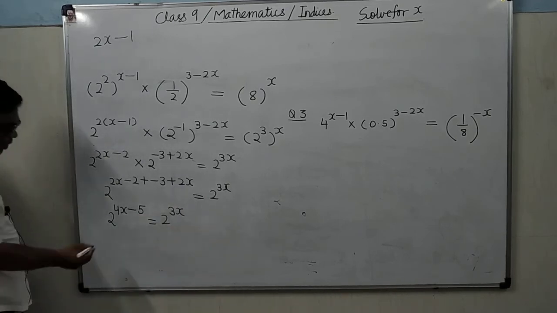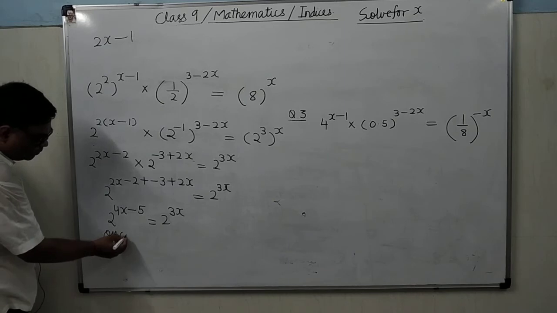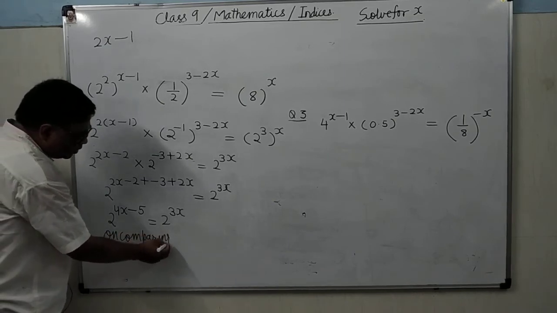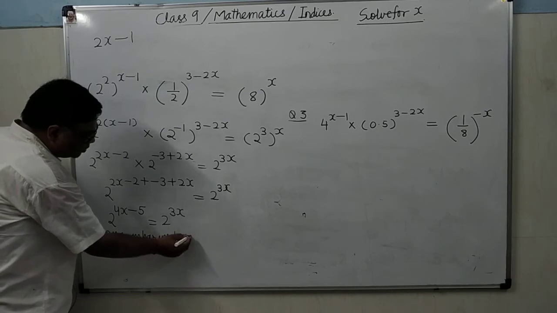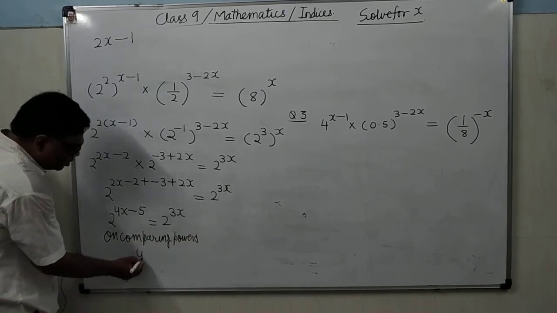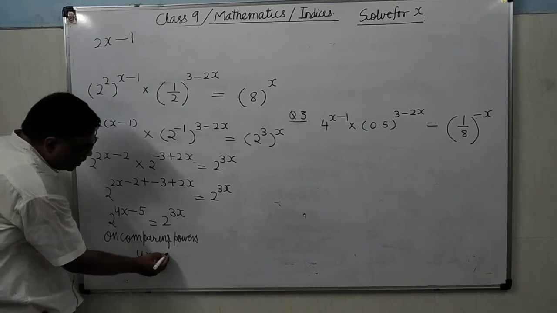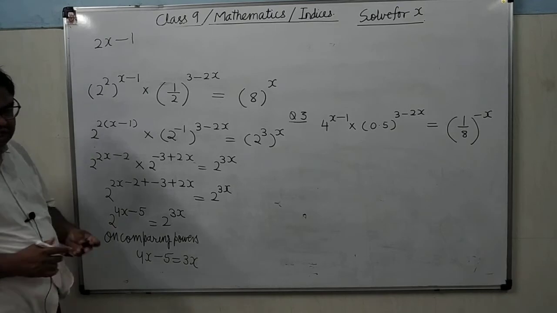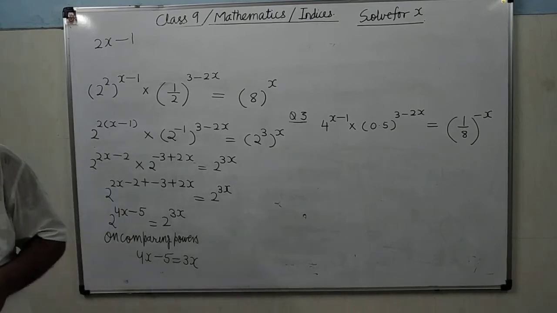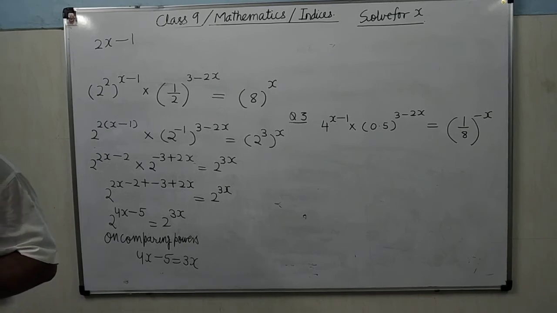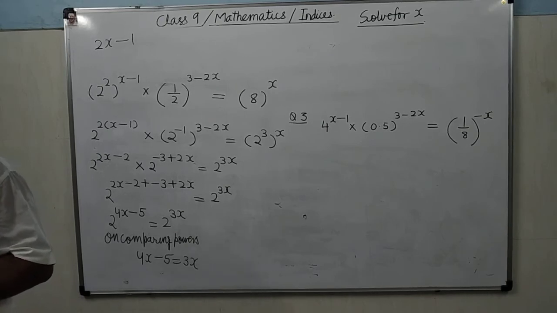So on comparing powers, when you compare the power, it will be 4x minus 5 equals to 3x. This you can solve further. X will come out 5. You bring the term of x in left hand side and then solve it. It's clear?